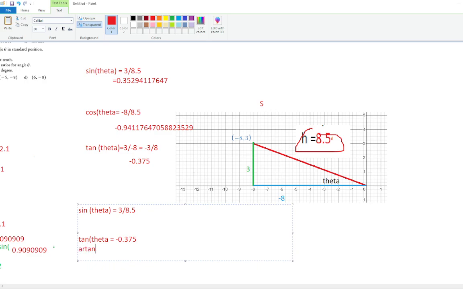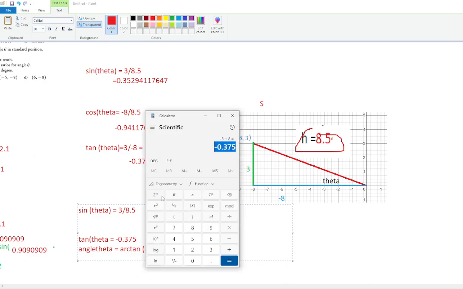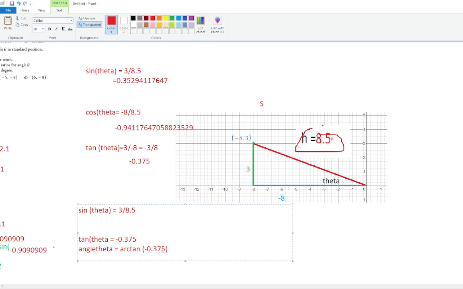So to get rid of tan, I have to take the arctan of both sides. So that means angle theta is going to be the arctan of negative 0.375. So we'll just take the arctan of that, and it'll give us the angle. Tan to the -1 is arctan. And this is the angle. Now, notice they don't give us the right angle. I should have used my sine because my sine is positive.